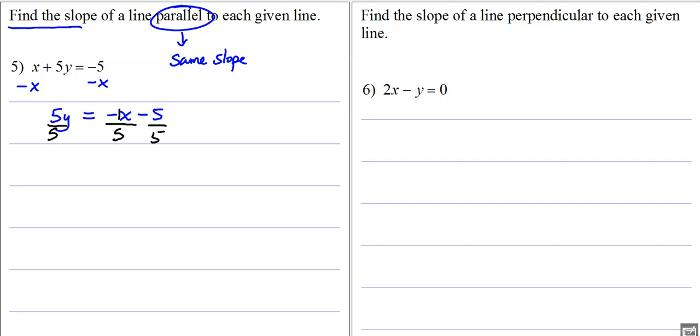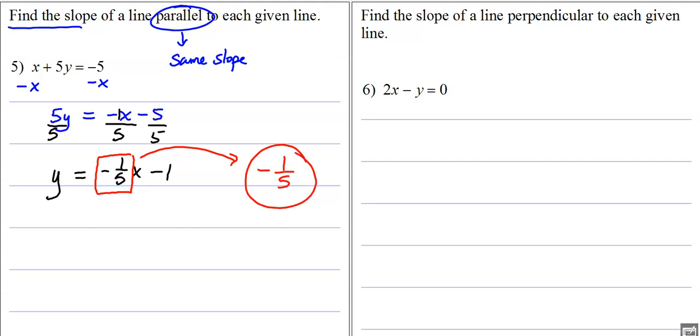And remember, that's kind of a negative 1 if you don't see a value there. So I end up with y equals negative 1/5 x subtract 1. And I now know that the slope of this line is negative 1/5. So since I need to keep it the same, my slope needs to be negative 1/5. So that will guarantee give me a slope of a line that's parallel.